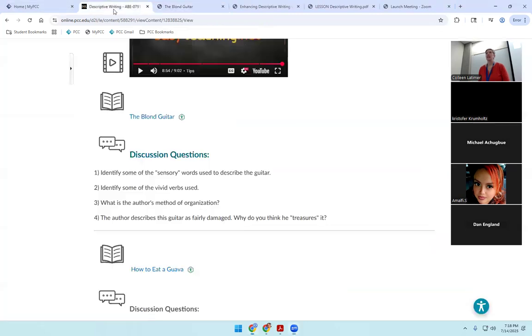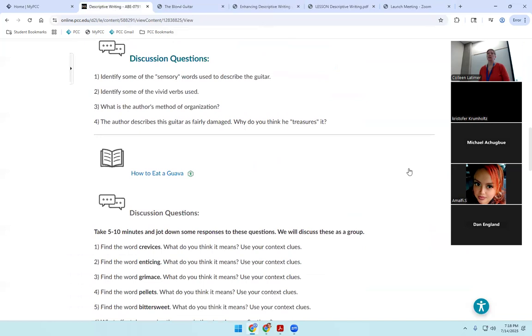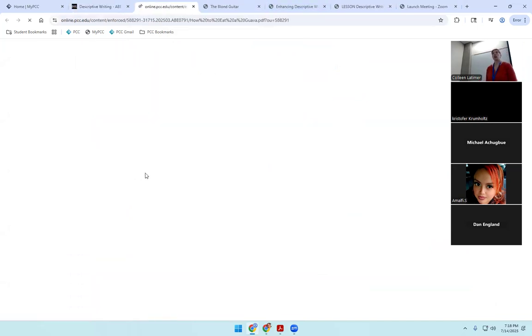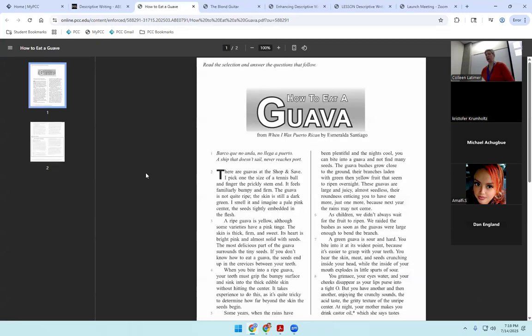All right, great. Let's try another one. This is an absolutely fantastic longer one. So this has quite a few questions with it. How to Eat a Guava. So this author is pretty famous for this book that is titled When I Was Puerto Rican. And this is her description of missing eating guava and describing how to eat guava.